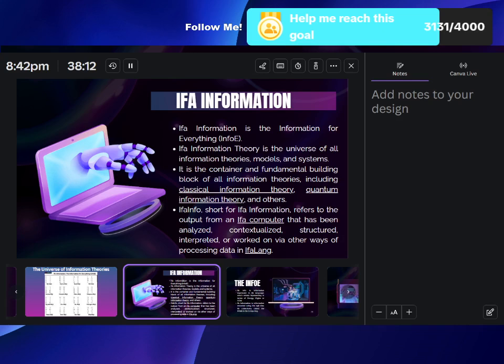Now this information is a special kind of information. It's no longer the kind of data that the client brought. Now this one has been worked on in the language of IFA. The language of IFA is IFA binary digits.